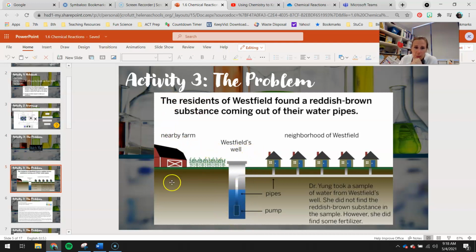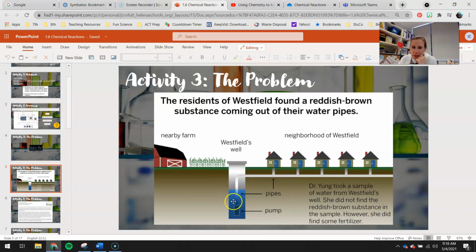And then we have this nearby farm that obviously uses fertilizer. And you can see here's the pump, the pipes that lead to all the houses. And what they did is took a sample of the water from the well. And the well itself did not have the reddish-brown substance. So this well water right here was normal water. Okay, she did not find the reddish-brown substance in the sample. However, she did find fertilizer.